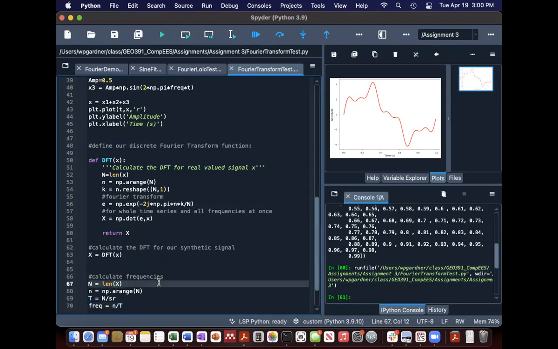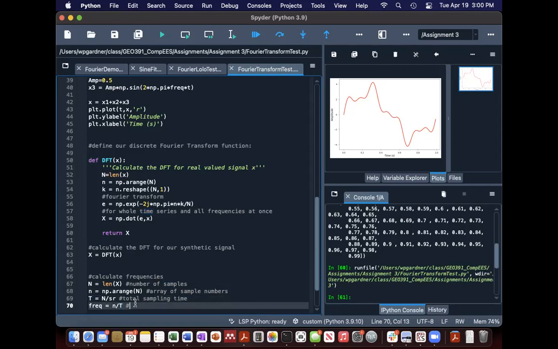All right, this guy here is the number of samples. This is the total sampling time, which is just the number of samples divided by the sampling rate. So if I've got 100 samples and I'm sampling at 100 samples per second, then my total time is 1 second.